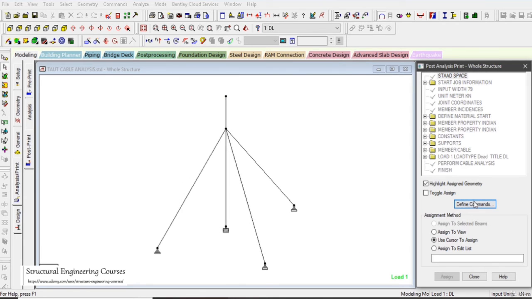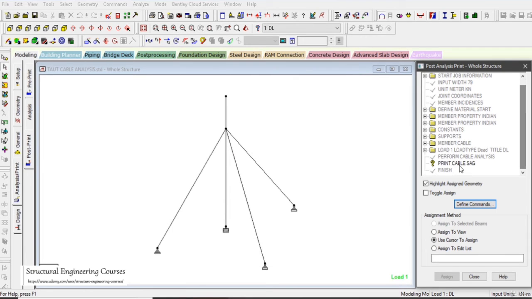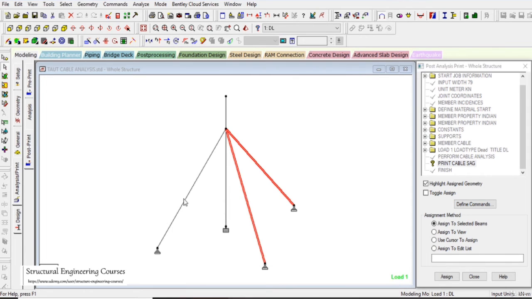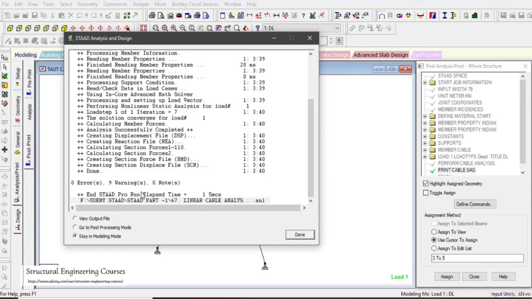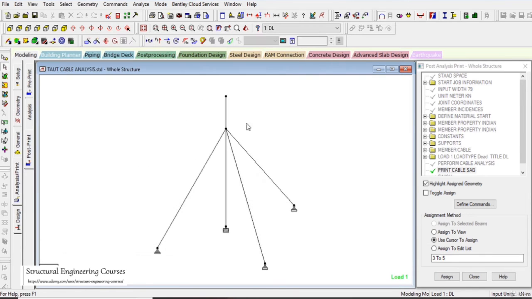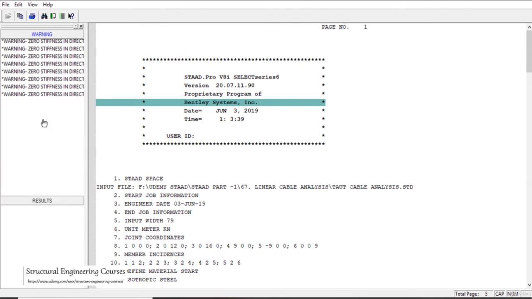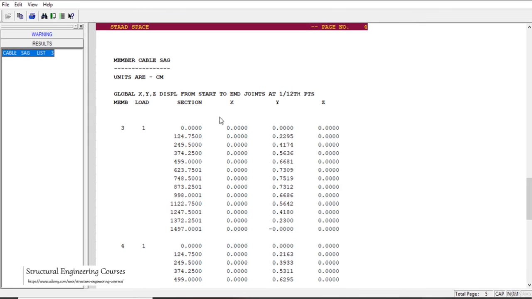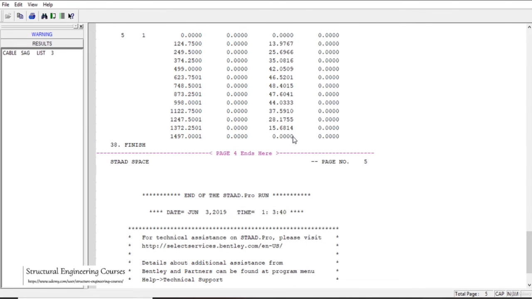We need to go to post print cable sag, and then left click on add here. So again we need to analyze this structure. So here we can see that now the analysis has been done. Here it is not showing that there is some problem in the analysis, except for the instability warnings, and these are the cable sag values that the software has calculated.